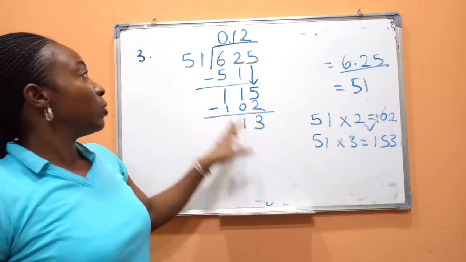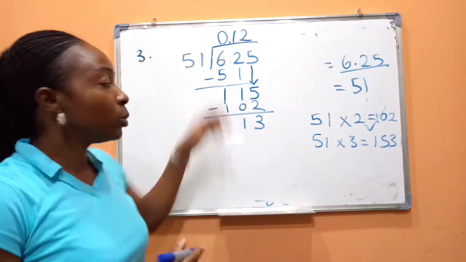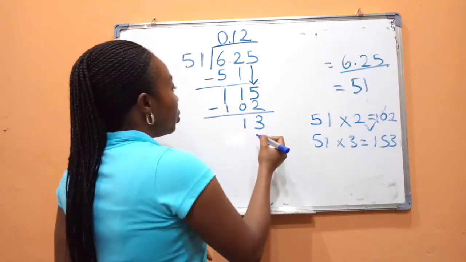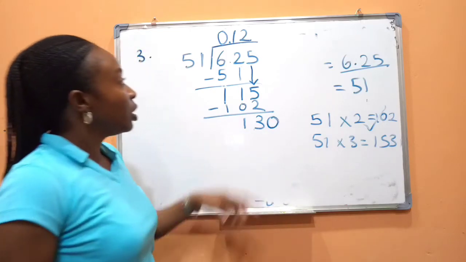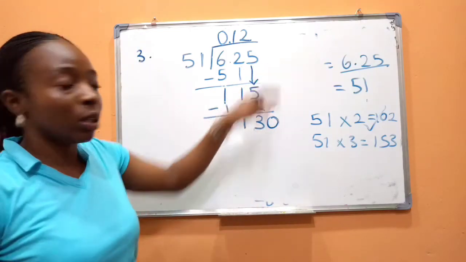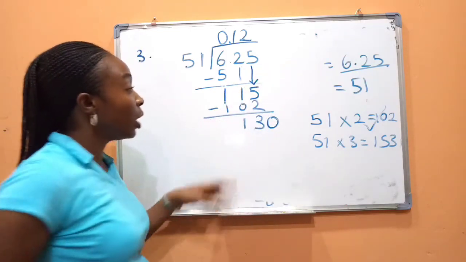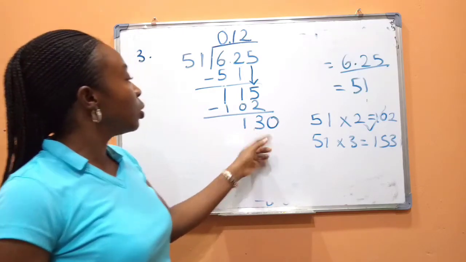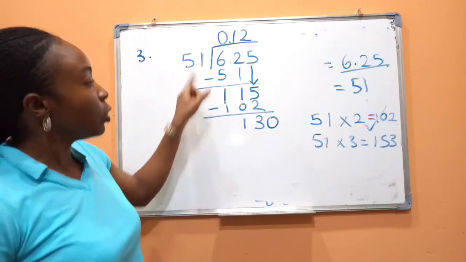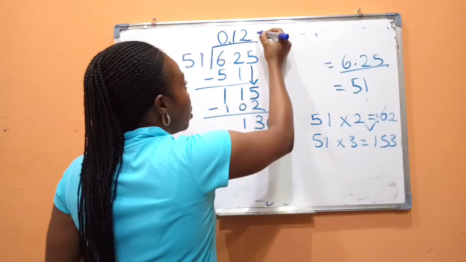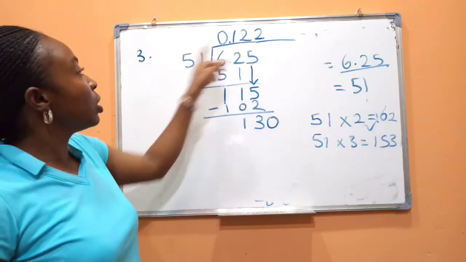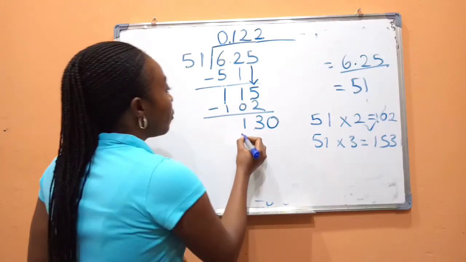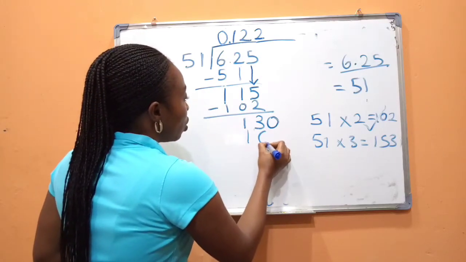So we have 13 divided by 51. This is not possible. So what we still do, we write a 0, okay? Since we have no other number to bring down, we simply write a 0. So we now have what? 130. So 130 divided by 51, we are still going to have 2. So by the time we say 2 times 51, we have 102.